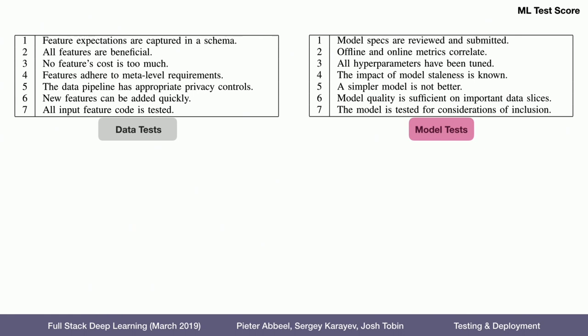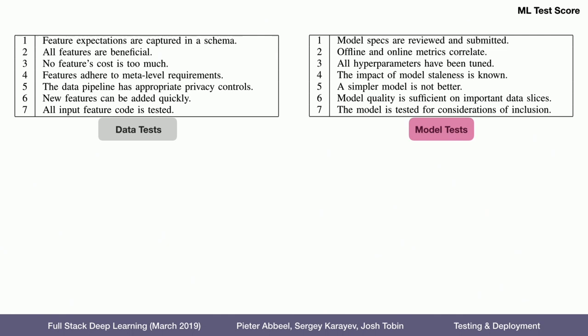Model tests: model specs are reviewed and submitted. So that kind of goes to someone's question about what if my data scientists are just producing a black box binary? That would fail this test, for example, because you can't spec the model at this point. Simpler model is not better. Model quality is sufficient on important data slices.